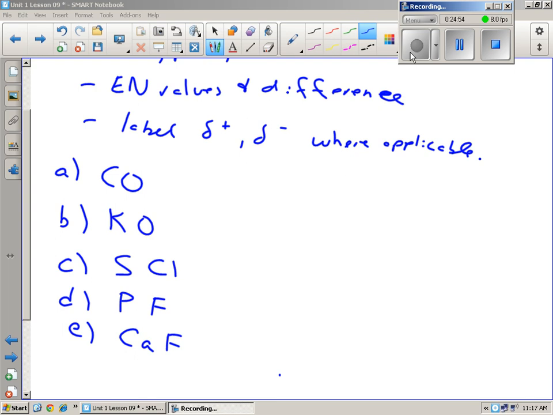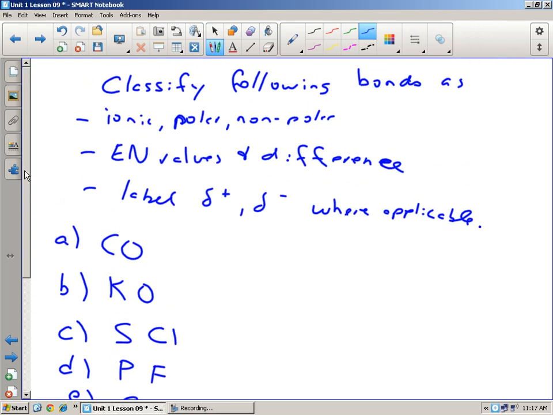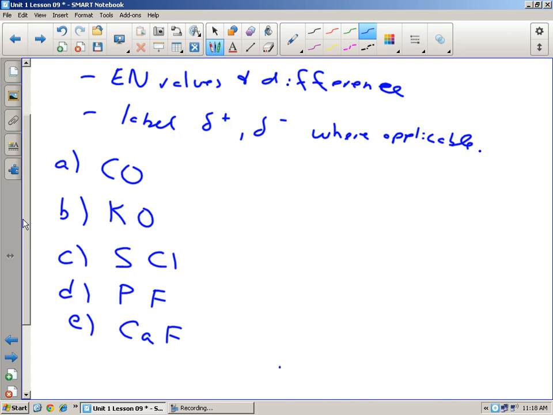C to O. Okay, I'm going to need some help with electronegativities here because I don't remember them very well sometimes. So what do we have to do here? Okay, polar, nonpolar, ionic, EN values, differences, label them. This is 3.4, and the other is 2.6. Okay, so we can see they're pretty close in electronegativities, not too far off. The difference here is 0.8. And if we had to label one, we'd put partial negative, partial positive, and of course this is polar covalent.